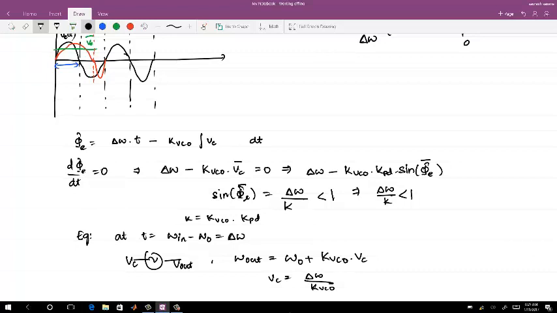Now if this itself is limited, because I am not able to generate enough VC because the phase detector gain is coming as sine phi e, which has a limit on the upper value, then I cannot generate a control voltage for any frequency error. But within this range, where delta omega by K is less than 1, I will generate a certain phase offset such that it leads to a control voltage locking the frequency. Any questions for that?